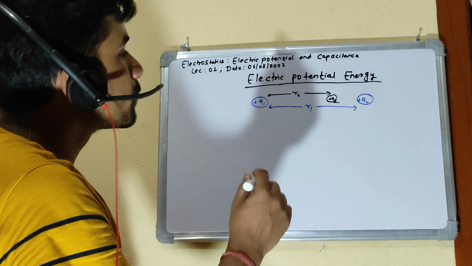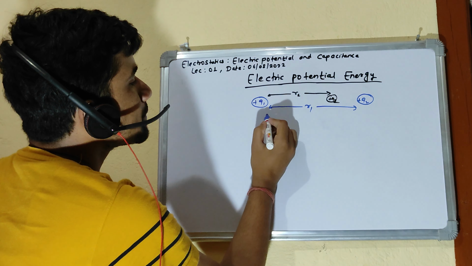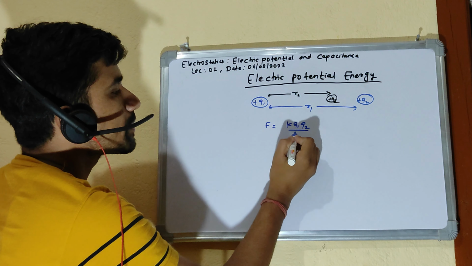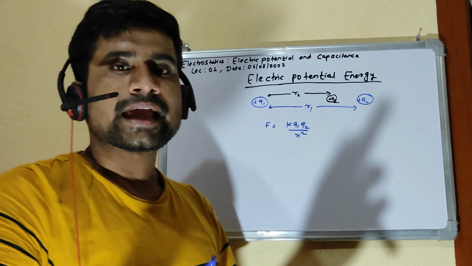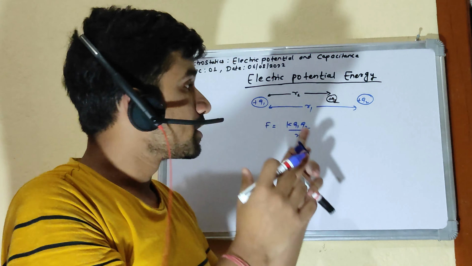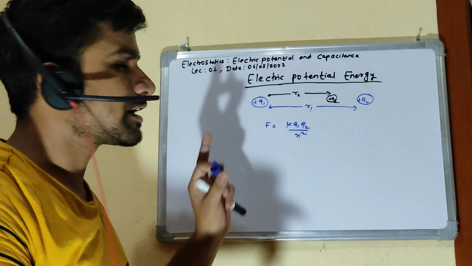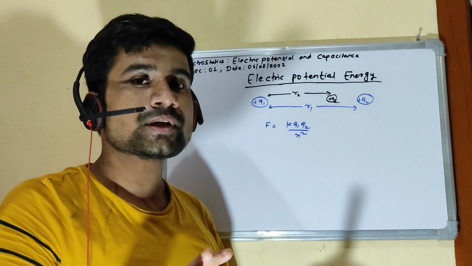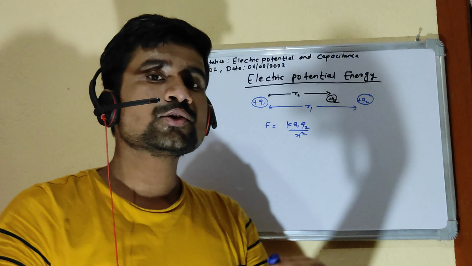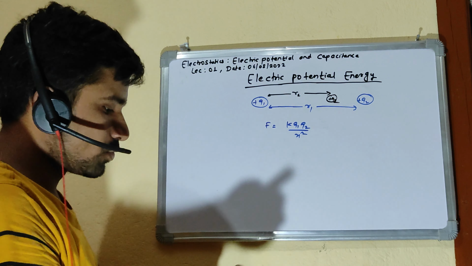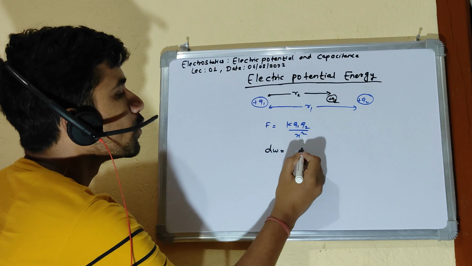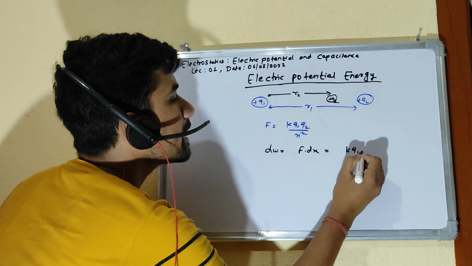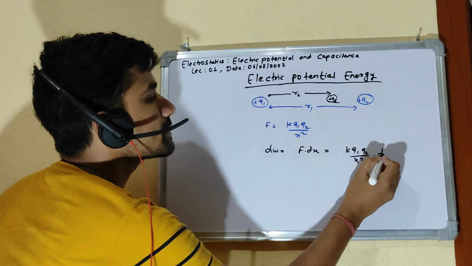So what is the force exerted? Let's say the force exerted between q1 and q2 is k q1 q2 by x square, right? X is my variable, which tells me the distance between q1 and q2. So the force between q1 and q2 is k q1 q2 by x square. Now what do we need to find? We need to find the work done. Work done is force into displacement. Clear? So this is k q1 q2 by x square into dx.